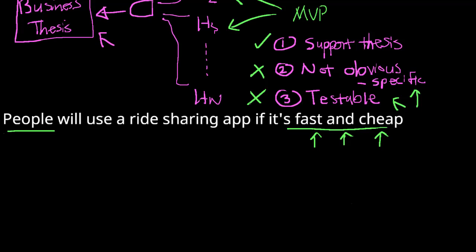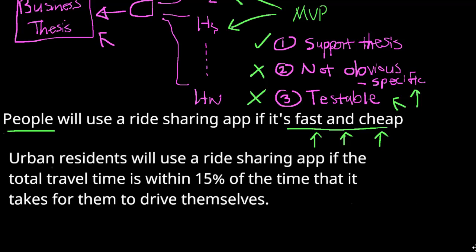So with that, let's take a look at a revised hypothesis. Urban residents, so in this case, we are identifying our target market, will use a ride-sharing app if the total travel time is within 15% of the time that it takes for them to drive themselves. In this case, again, like the first one, it does support the thesis. And if we look at the second criteria, it isn't obvious, because you actually do have a question, right? Is 15% the right line? That's something that you may not know the answer of off the top of your head and is worth taking the time to test. And then finally, because it is quantifiable enough, it becomes something that you can design a test around.